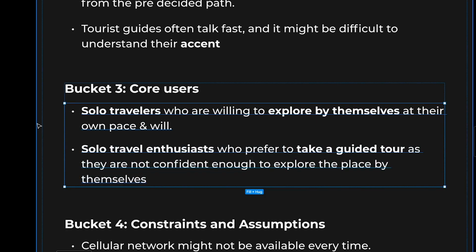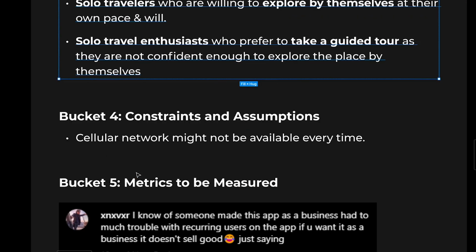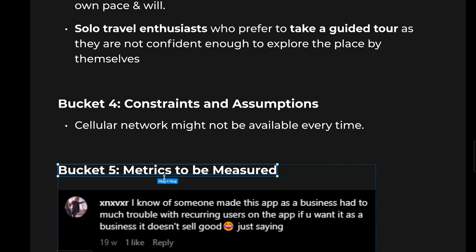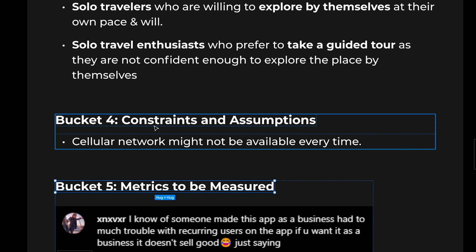Okay. Now that's fine. We've got some understanding. Now, coming to the constraints and assumptions and the metrics, sometimes it might be very hard to come up with this right in the beginning unless you understand how the solution is and how the app works. It's hard to come up with it. But for now, he's mentioned cellular network might not be available at every time, right?